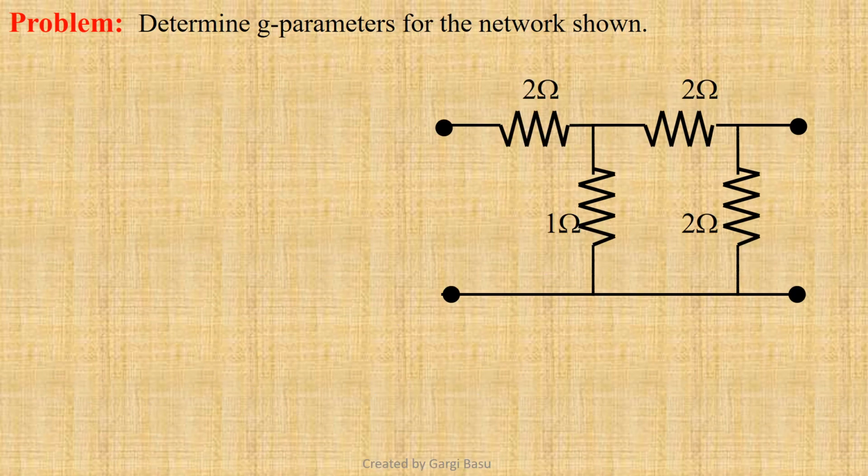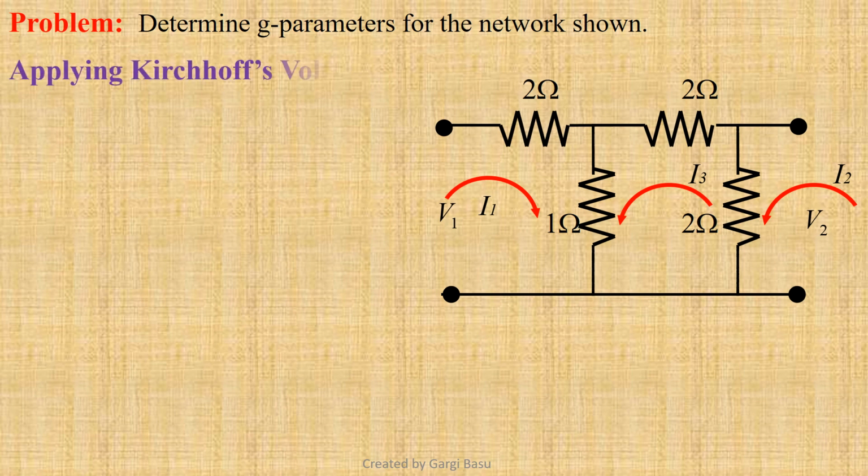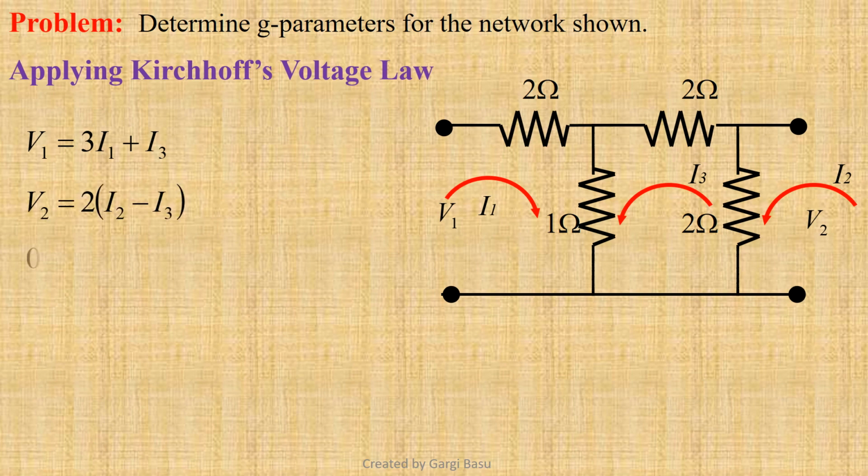Let us find G parameters for the resistive network shown. Let the input and output port voltages be V1 and V2, and the mesh currents are I1, I2 and I3. Applying Kirchhoff's voltage law to loop 1, we get V1 equals 3I1 plus I3, and from the second loop we get V2 equals 2 times I2 minus I3. From the middle loop we can write 0 equals I1 minus 2I2 plus 5I3. Therefore, we get I3 equals (2I2 minus I1) divided by 5.